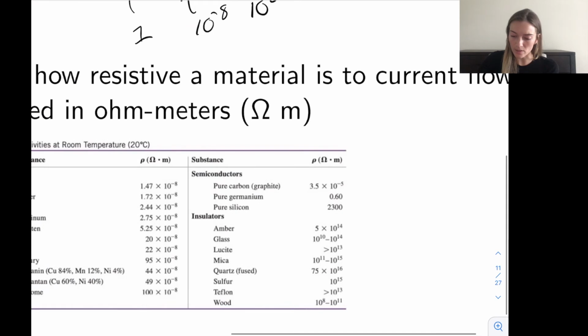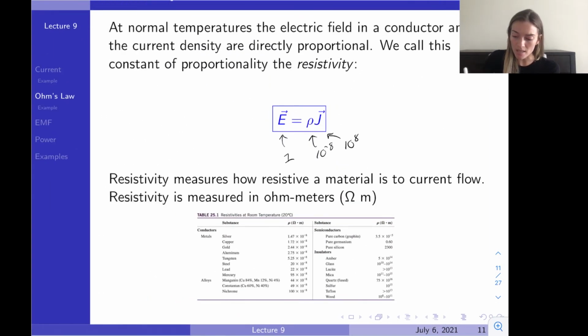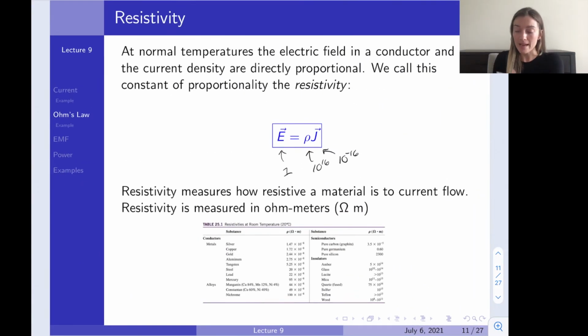Now, over here, if we look at these materials that are typically insulators, like glass, quartz, these are absolutely huge. So we're looking at like 10 to the 14, 10 to the 16. So you can see that if you have a resistivity of 10 to the 16, that same electric field is now only going to give you a current of 10 to the negative 16. So materials with high resistivities get very little current for a certain applied electric field. And that's why metals are such good conductors, because you don't have to apply that big of an electric field to get a fairly large current.